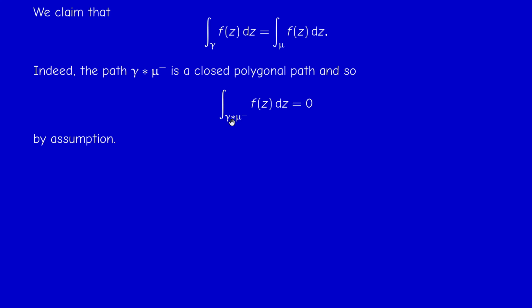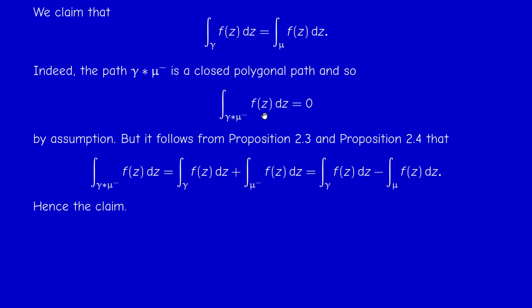So the integral over the loop is 0, because this is what I assumed. Now, I can decompose this by proposition 2.3. The integral over this loop, gamma star mu minus, is the integral over gamma plus the integral over mu minus. But proposition 2.4 tells me that the integral over the opposite path is the negative of the integral over the direct path. Since this difference is 0, these two quantities are equal. So we really proved that the integral of f is path independent. It just depends on the two endpoints.